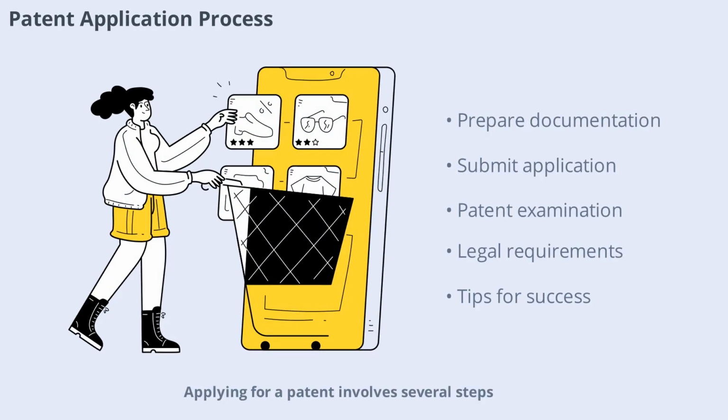Applying for a patent involves several steps. Inventors must prepare detailed documentation describing their invention, including drawings and claims. The application is submitted to a patent office where it undergoes examination. Patent examiners review the application to ensure it meets all legal requirements. This process can be complex and time-consuming, but it's essential for securing protection. In this scene, we'll outline the key stages of the patent application process and offer tips for successful submissions.